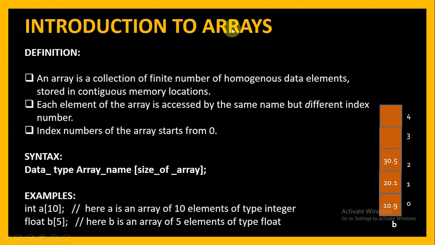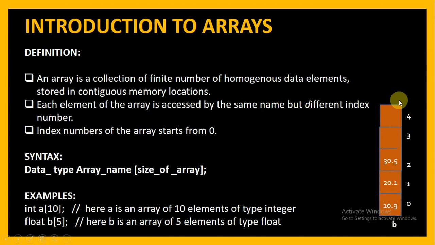Now, introduction to arrays. Let us understand what are arrays. An array is a collection of finite number of homogeneous data elements. Finite means fixed number. We cannot have an array of infinite number of elements. Homogeneous means all the elements of the data, they are of the same type. We cannot have one element as int, the other element of char, the other element of float. All the data elements must be of the same type and they are stored in contiguous memory locations. Contiguous means one after the other.